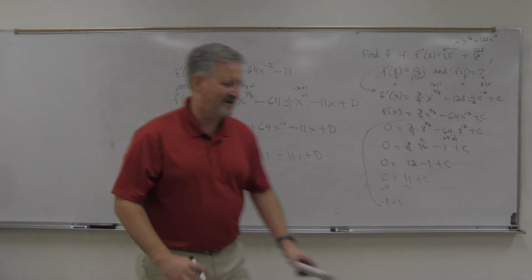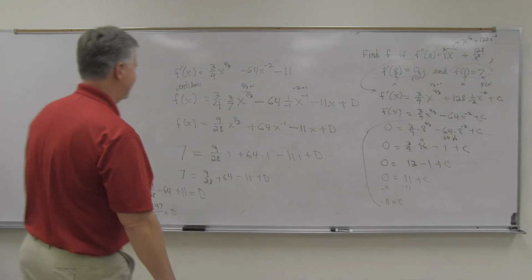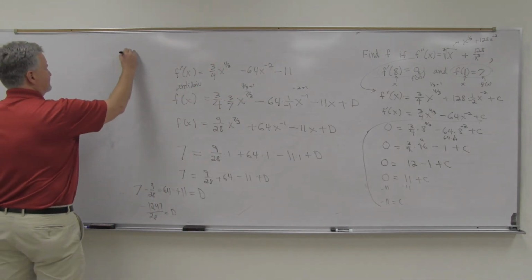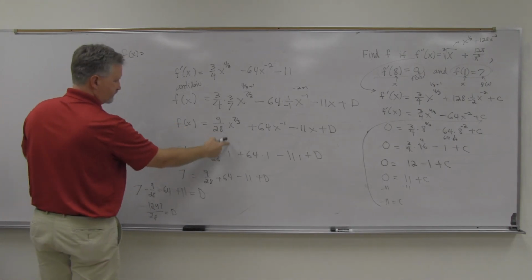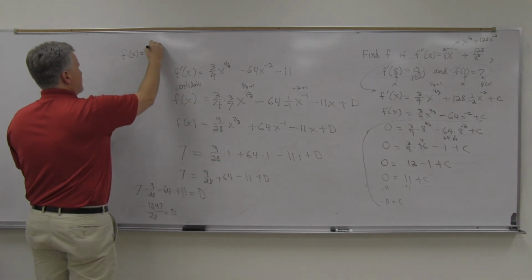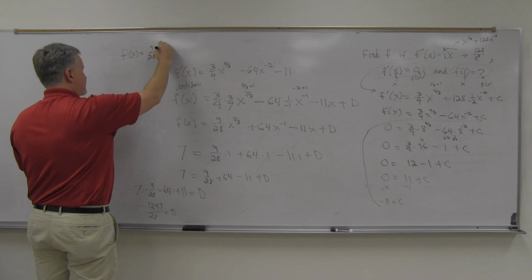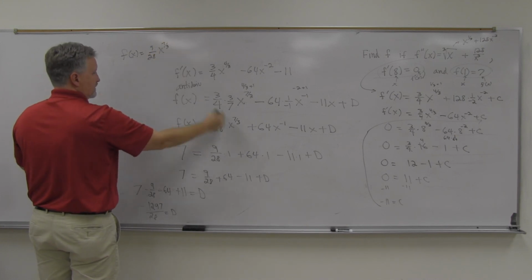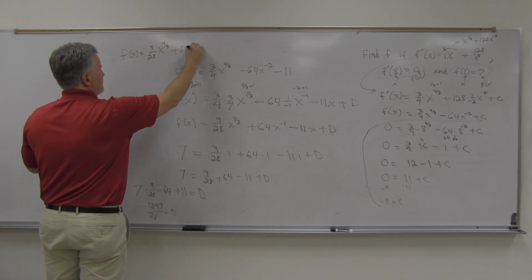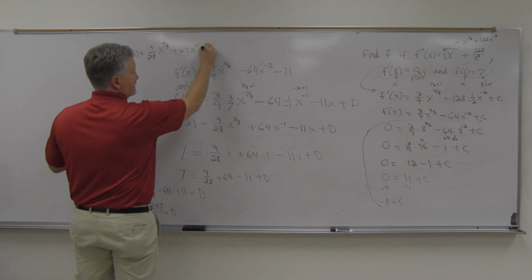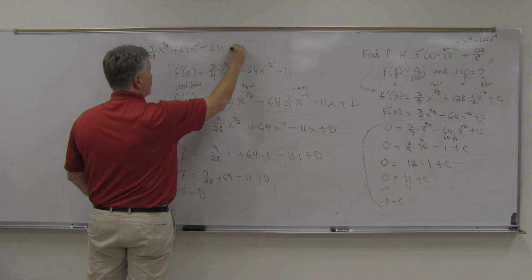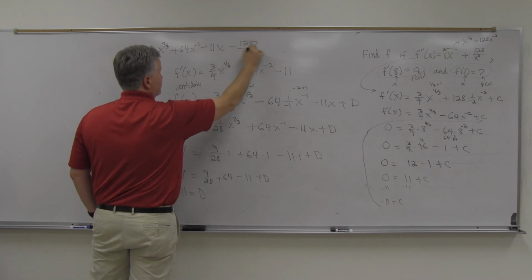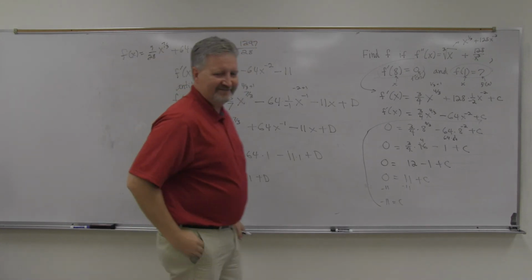It didn't quite turn out to be a whole number, an integer. All right, so my final answer, plug in that for b. 9/28 x to the 7/3 plus 64 x to the minus 1 minus 11x minus 1297 over 28. Lovely little number there. Okay. Yes?